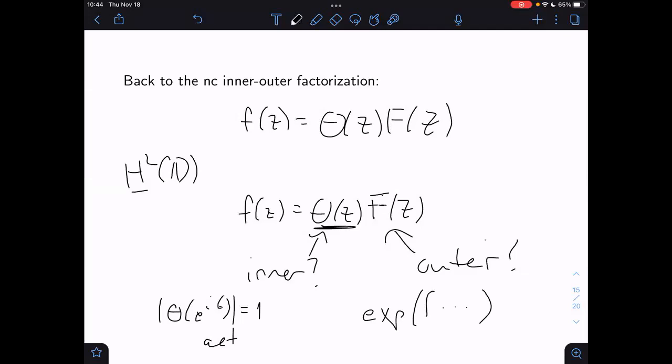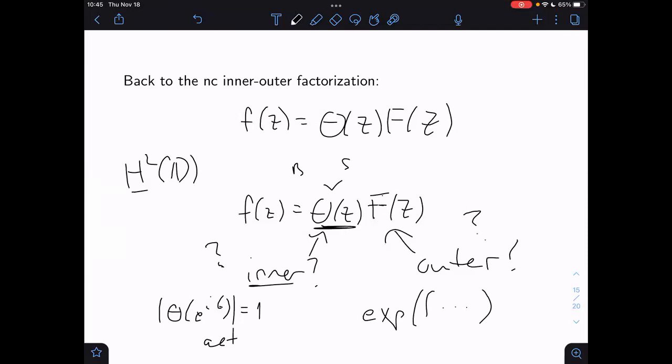And then, you know, the inner functions factor into Blaschke products and singular inner factors, and you get detailed information about the function theoretic behavior of f from this. So you can ask, can you characterize the outer functions? I'll say ahead of time, right now in the NC case, we really have no good intrinsic description of function theoretically what the inner functions really look like and what the outer functions really look like. This is nearly a wide open problem.